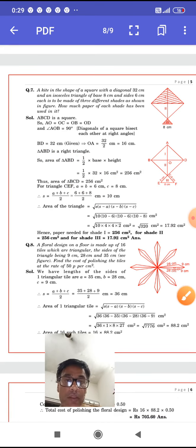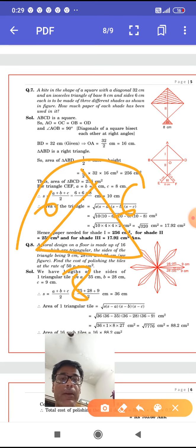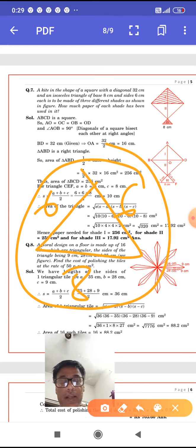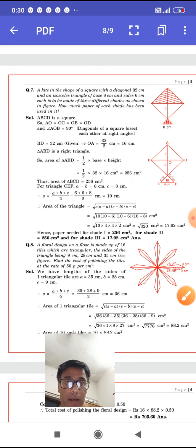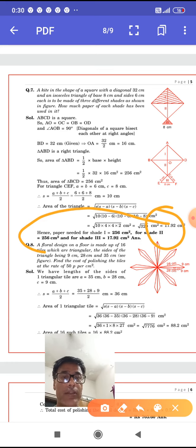Okay, now come to the base. What kind of triangle is here? It is an isosceles triangle. The sides are 6 centimeter, 6 centimeter, and 8 centimeter. Simple, we apply Heron's formula here, and we will get the area of this third figure. So that is our required answer. Clear? So the paper needed for shade 1 is 256 centimeter square, shade 2 is 256, and for the third it is 17.92 centimeter square. This is the required answer.